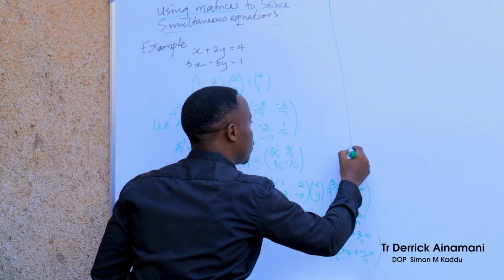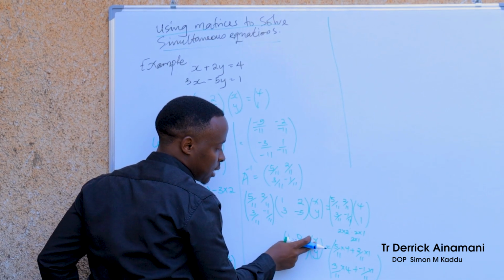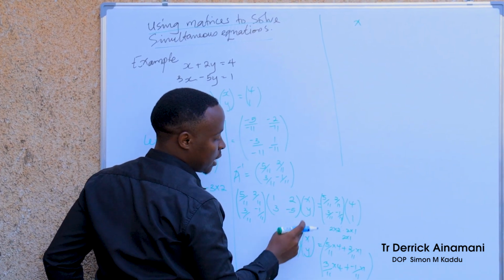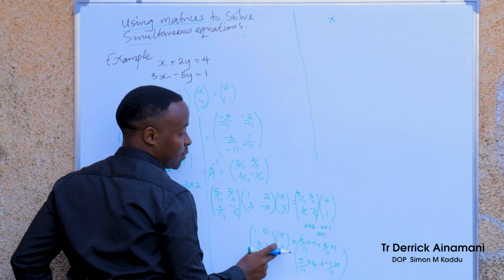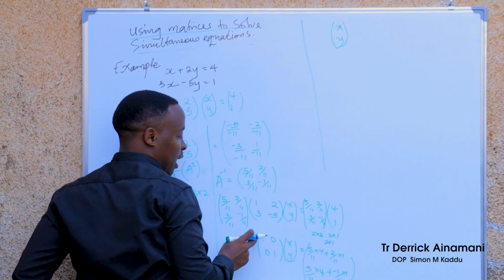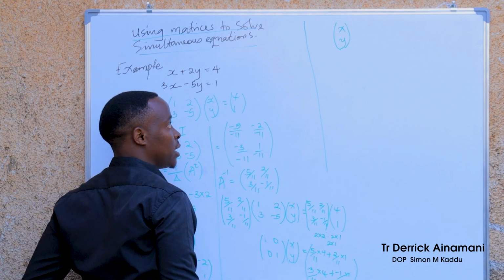Next we'll continue. This 1 times x is x plus 0 times y is 0. Then 0 times x is 0 plus 1 times y is y. Whenever you're multiplying an identity by a matrix and they are compatible, you always get the same matrix.